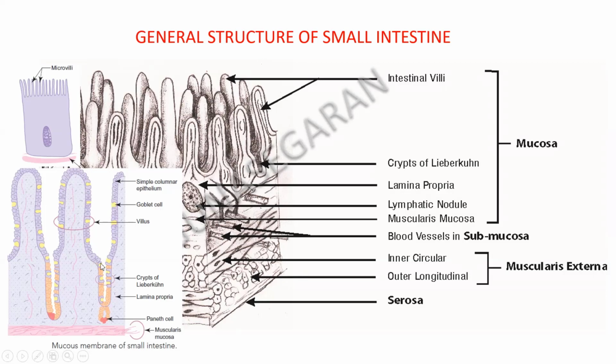From the base of the villi, there are tubular invaginations of epithelium into the lamina propria called crypts of Lieberkühn or intestinal glands. These crypts are lined by columnar and goblet cells. Apart from these cells, Paneth cells are found at the base of the crypts, which secrete lysozyme, an antibacterial enzyme controlling the intestinal flora.